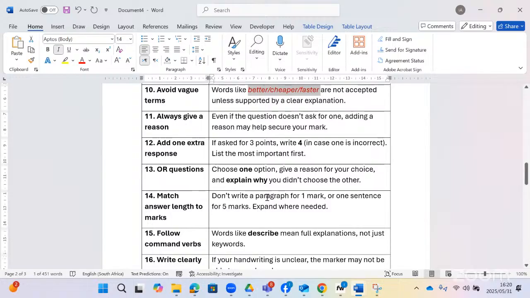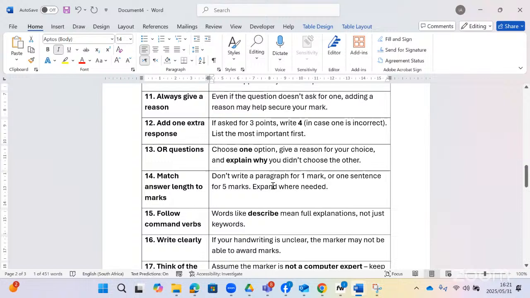For questions where you choose one option, give a reason for your choice, and explain why you did not choose the other. So if you do not choose that option, you can even explain why you didn't choose it. Then match answer length to marks. Don't write a paragraph for 1 mark or 1 sentence for 5 marks. You must expand where necessary.